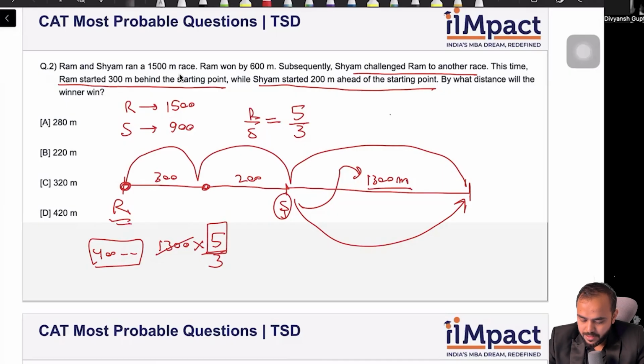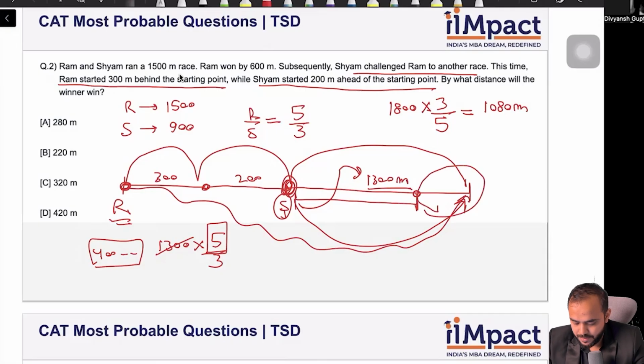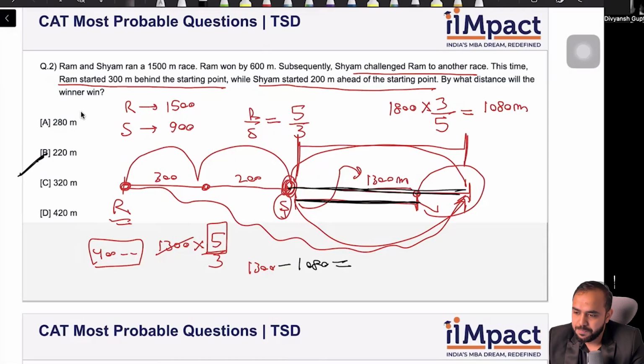So Ram will cover 1800 meters and win the race. In that duration, Sham will cover three-fifth of this distance, which is going to be 360 into 3, which is 1080 meters. So Sham started here, he covered 1080 meters, in which duration Ram finished the race. So the distance between them will be 1300, this entire length minus the 1080 that Sham has covered, or 220 meters. So the answer for question number 2 will be B.